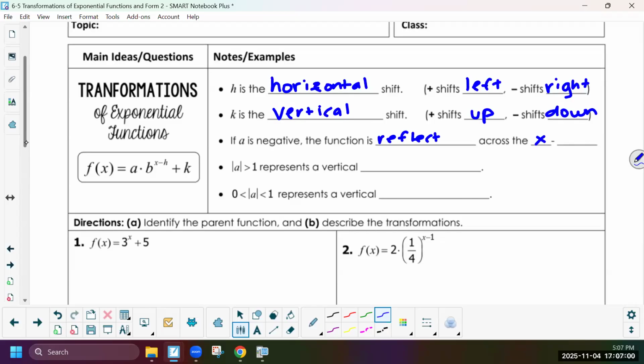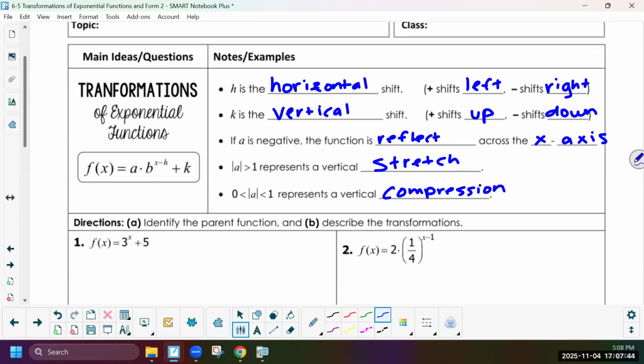Okay. If you take a look at the next bullet, the absolute value of A, because we're not talking about the negative, because negative is something different. The A value itself, if it's greater than 1, that is a vertical stretch. So that's going to take our hockey stick type of graph and make it tall and skinny. And if our absolute value of A is in between 0 and 1, so it's a decimal or a fraction that's in between there, it's going to be a vertical compression. That's going to make it shorter and fatter.